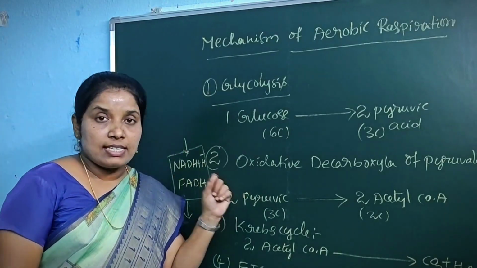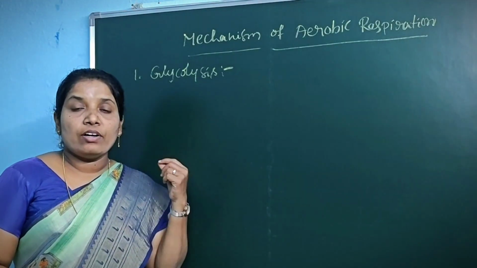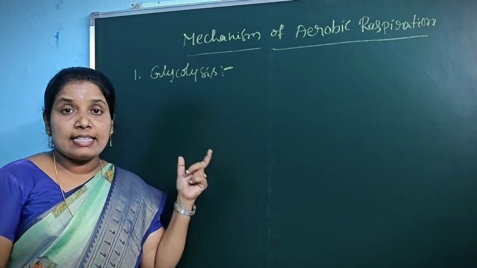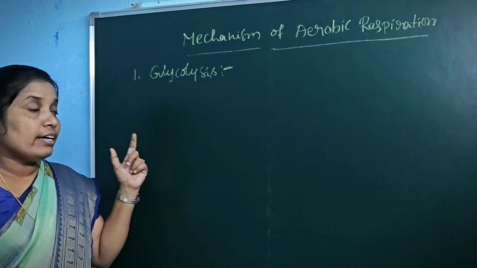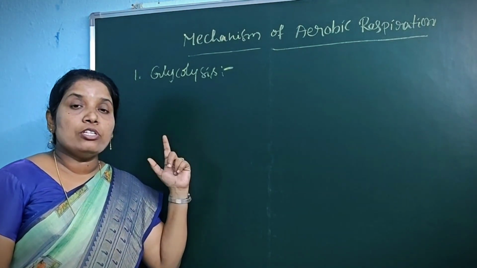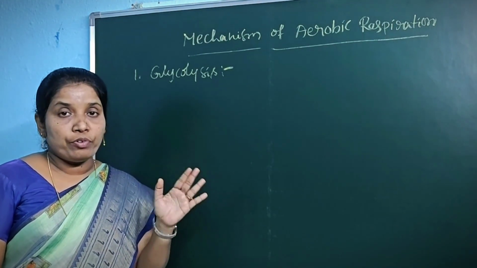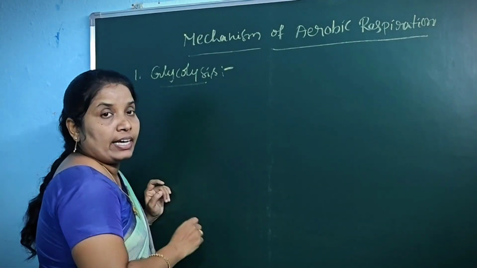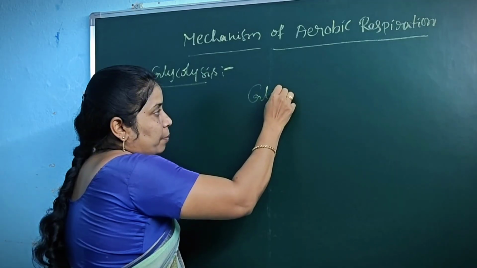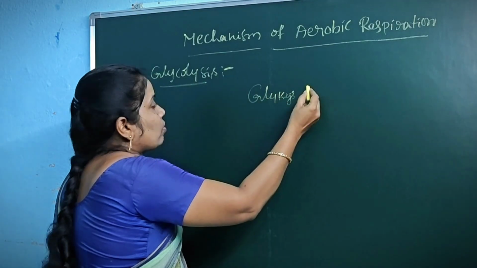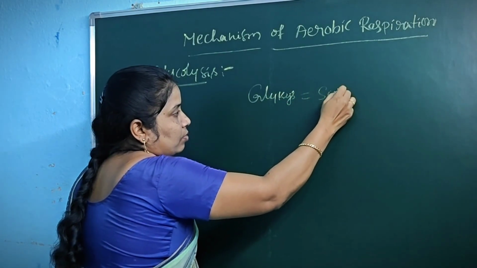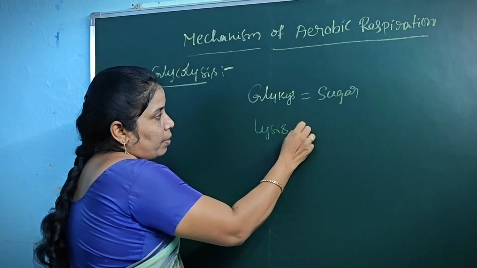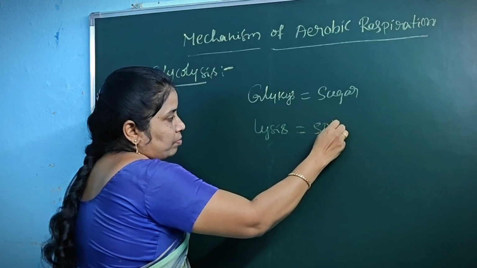Let's see glycolysis in detail. Glycolysis is the first step of aerobic respiration. It occurs in the cytosol of the cell. Here, one glucose molecule splits into two pyruvic acid molecules. Glycolysis is a Greek word. Glykis means sugar. Lysis means splitting.